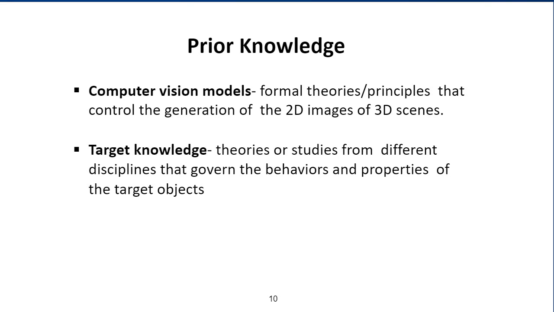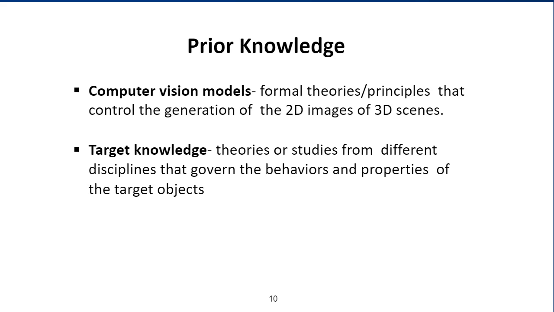First is the computer vision models. These are the models that have been developed in the past 50 or 60 years that represent the formal theory and the principles that govern the generation of the 2D image from 3D things. So this is the theory, the models, relating the 3D object with the 2D image. These computer vision models are very general, very generic, and they should be incorporated into the deep learning model.